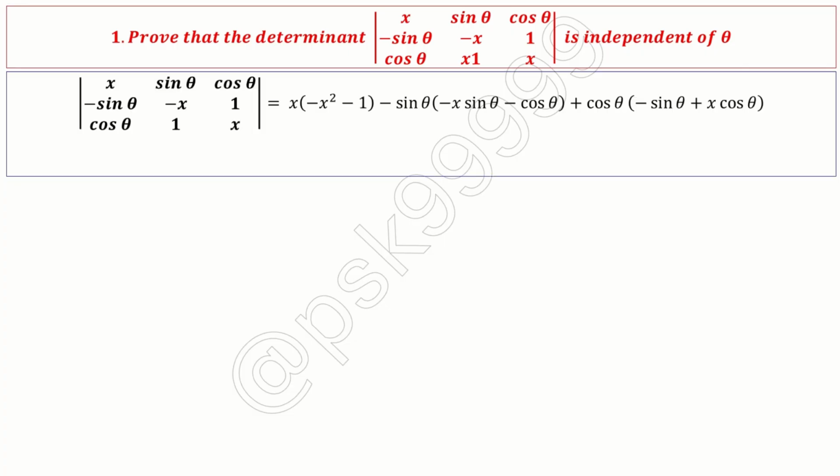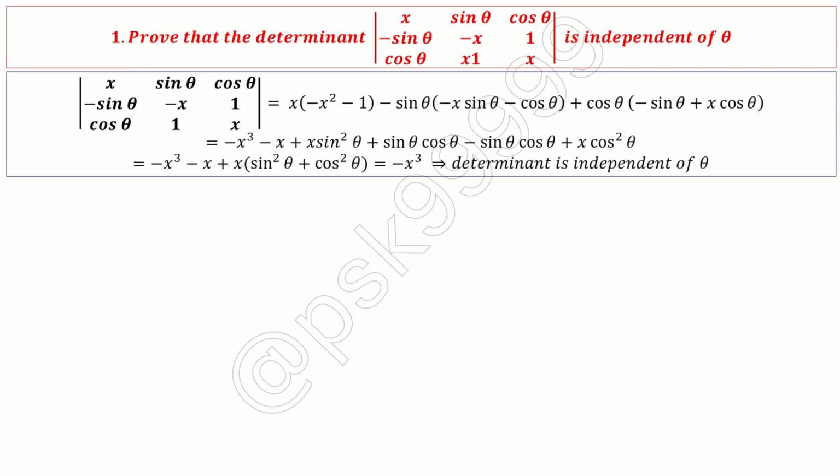That's it. So I'm finding the determinant by row 1. If I simplify it, what I'll get is exactly minus x cube. I used only one trigonometric formula, which is sin squared theta plus cos squared theta equal to 1. Otherwise, I was taking common and then cancelling the similar terms, that's all. So with this, I got the determinant as minus x cube, which is independent of theta. So that's what I proved.